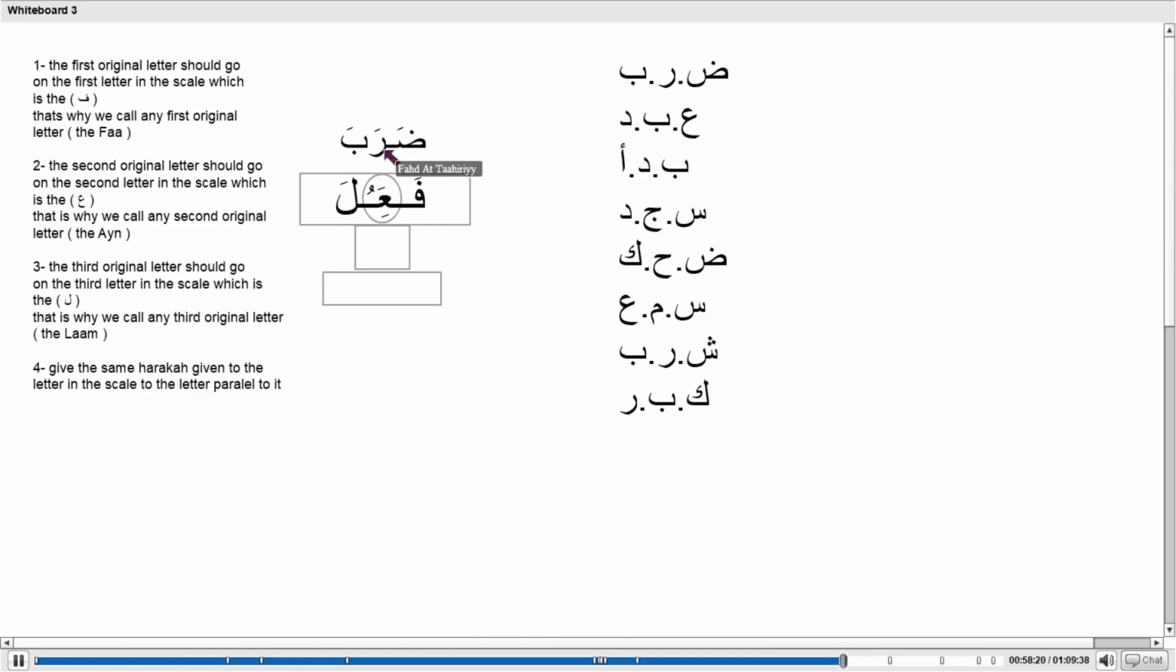Understood? Every verb has its own meaning. Every form of verbs. That we will explain later, inshallah. No, he hits. Okay.